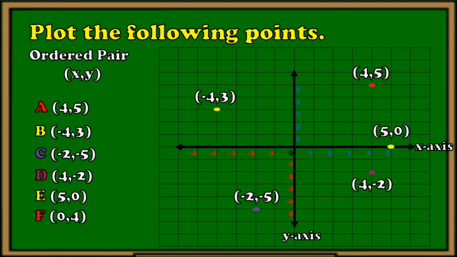Another example, point F. We have 0 and negative 4. Since the x-coordinate is 0, meaning we're not going to move left or right, it will stay on 0. Now proceed to the y-coordinate, that is positive 4, so we need to move upward 4 times. That is 1, 2, 3, and 4. And that is where point F is located. That is point 0, 4.